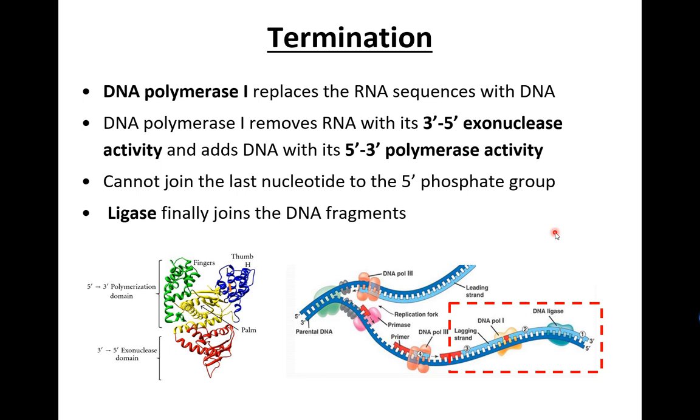So in the end, once you have that, the two replication forks move. Imagine you're talking about a circular prokaryotic chromosome, right? The two replication forks are moving away from each other until they meet at the opposite end of the circle. At that point, both strands have been copied into a complementary sequence.